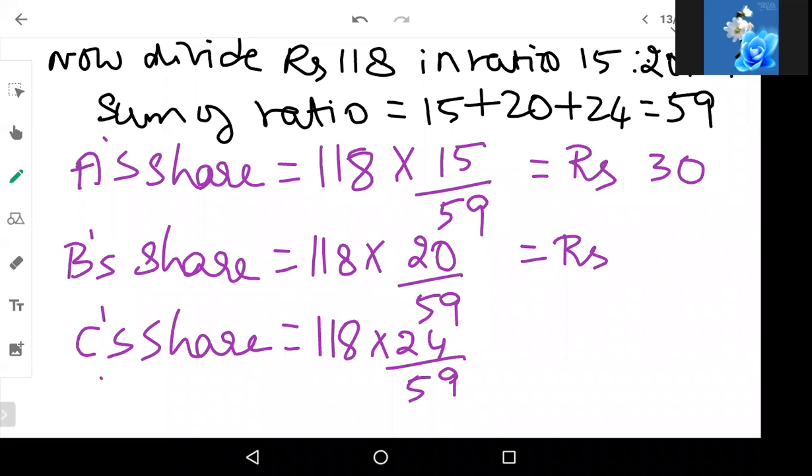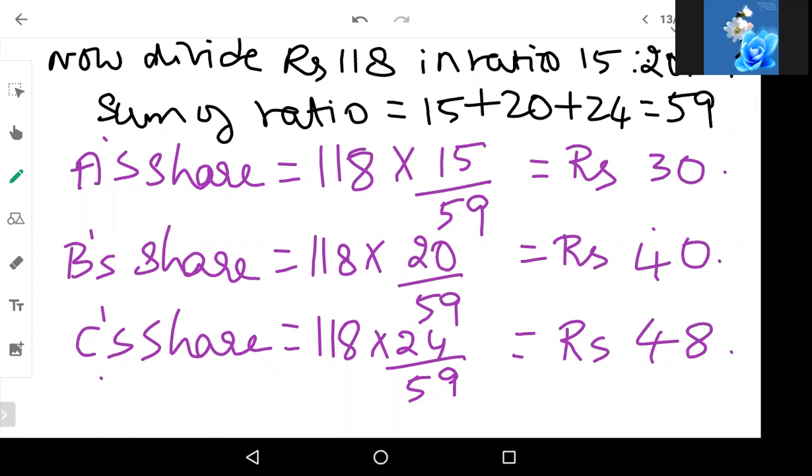Now similarly B share. Now B share again 118 into 20 by 59. The ratio for B is 20. Now can you say me the amount here? It will be 40, very good. And similarly for C share 118 into 24 by 59, which will be 48 rupees. Correct, Ravi. 48 rupees. So this is how we share the amount when it comes to continuous ratio problems.